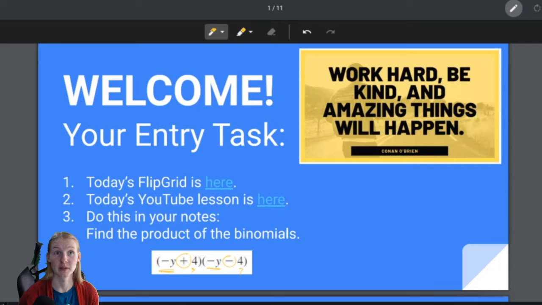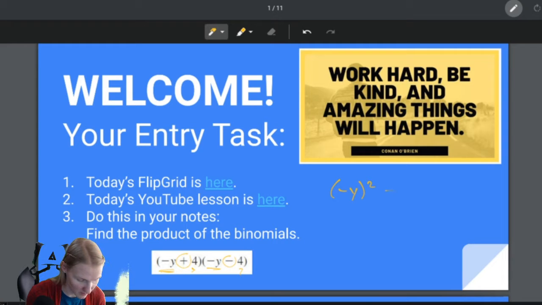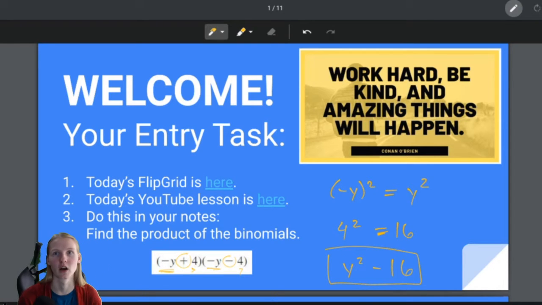And how the sum and difference pattern works is, to multiply these two things together, all we have to do is take negative y squared, which is positive y squared, and then we'll take 4 squared, which is 16, and then we take y squared minus 16. And that is our final answer. If you wanted to FOIL that out, we could. Or if you want to see the foiling out, watch Friday's video.